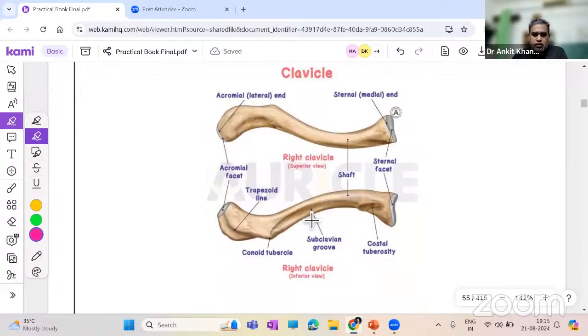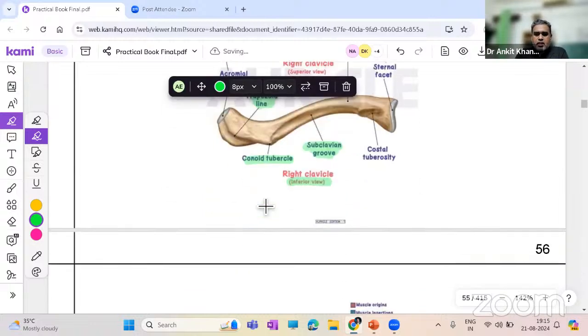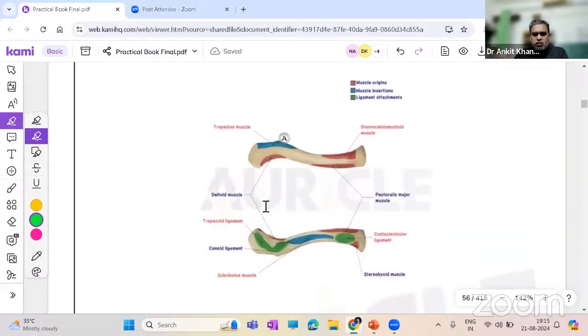Again, what we have just discussed about the subclavian groove over here, on the inferior aspect, and the conoid tubercle and trapezoid line, the coracoclavicular ligament, as we have just discussed. Not very difficult. If you just see this bone in images 2-3 times, you're good to go. Major attachments again: sternocleidomastoid, trapezius, deltoid, and pectoralis major. 4 major attachments you should know.